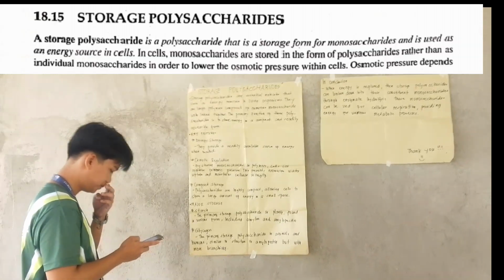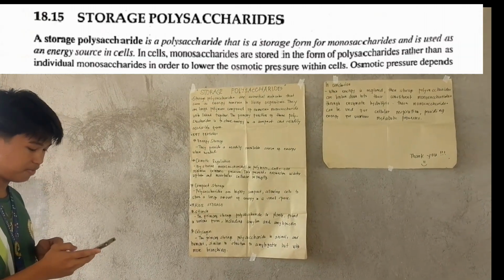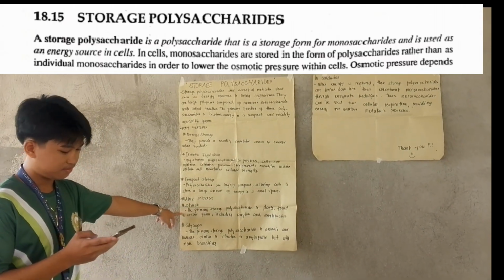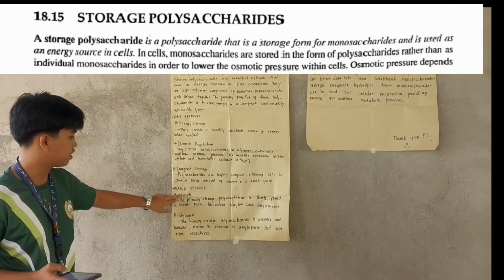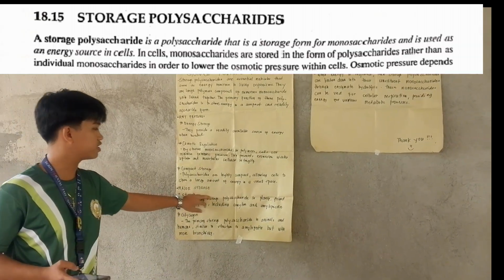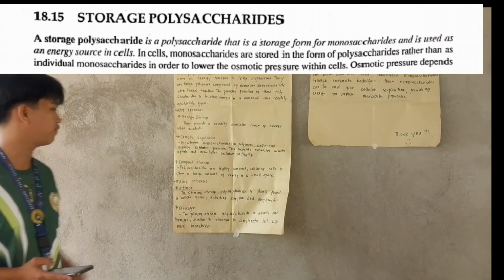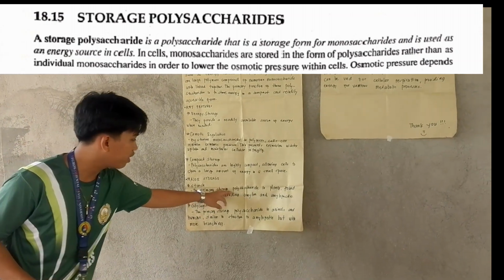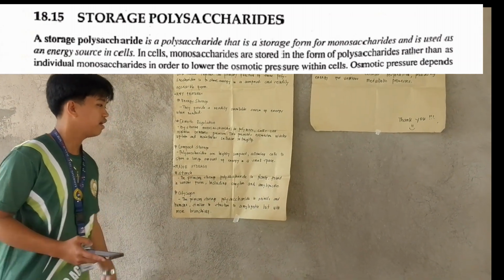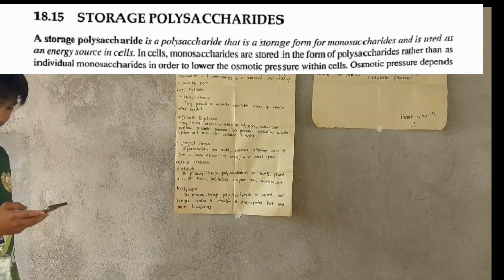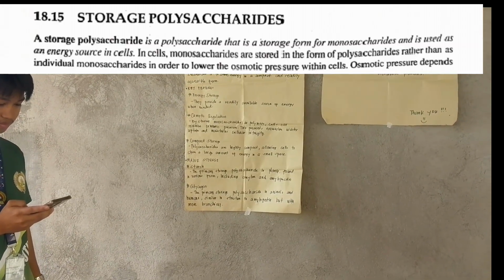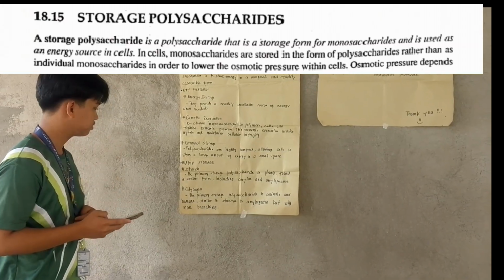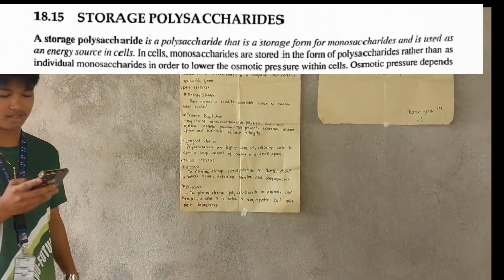Then, the major storage polysaccharides. First is starch, the primary storage polysaccharide in plants, found in various forms, including amylose and amylopectin.